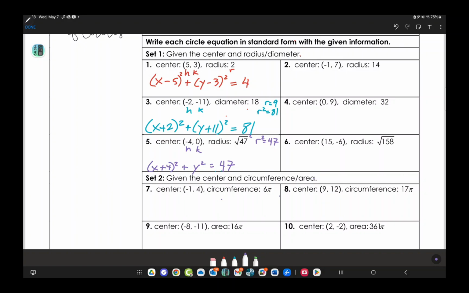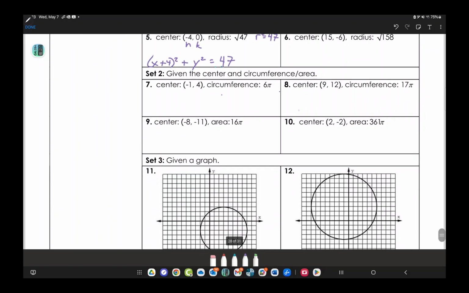Not really much of a point to do 2, 4, and 6. I trust that you guys being in honors grasp the situation. We can just go ahead and move on. All right.